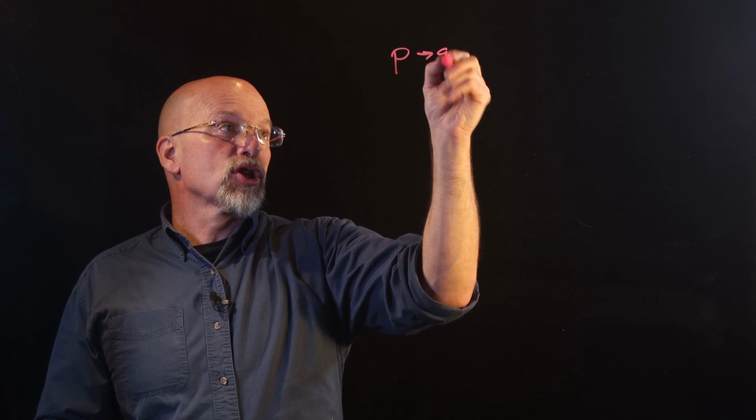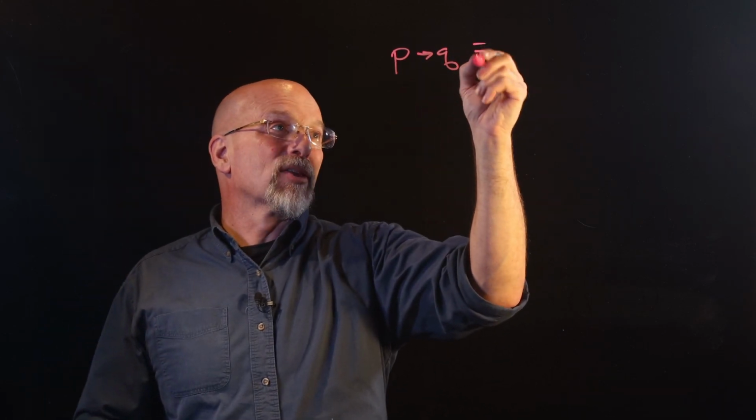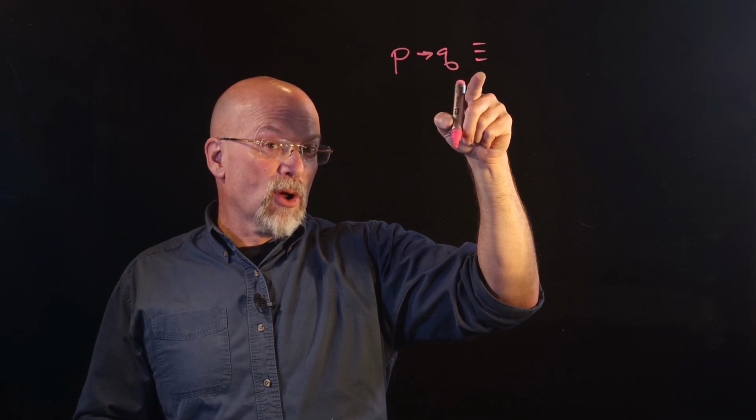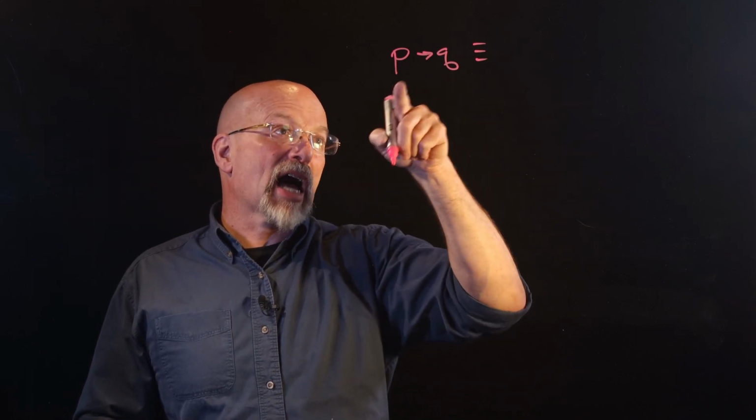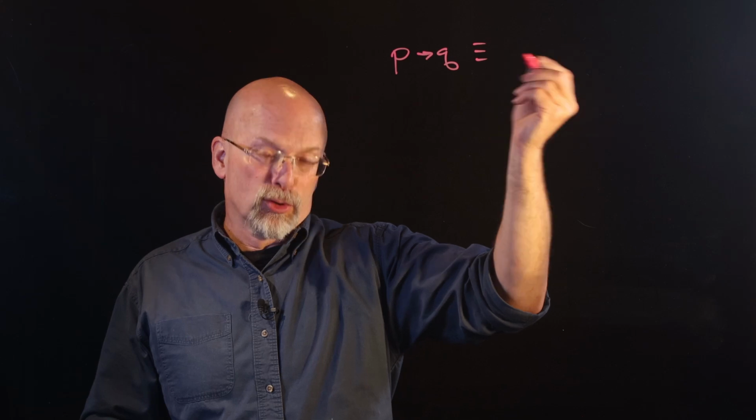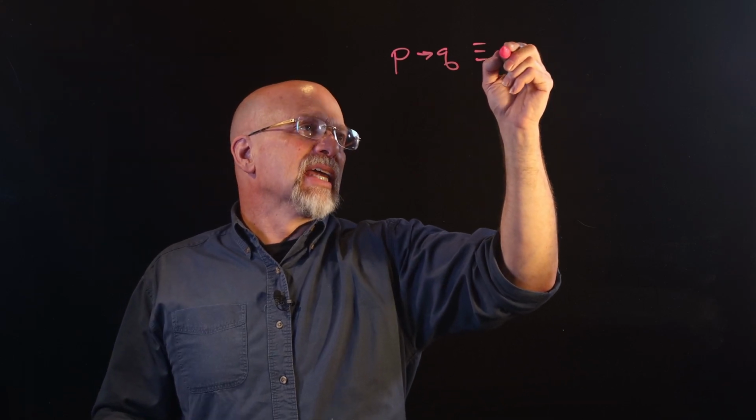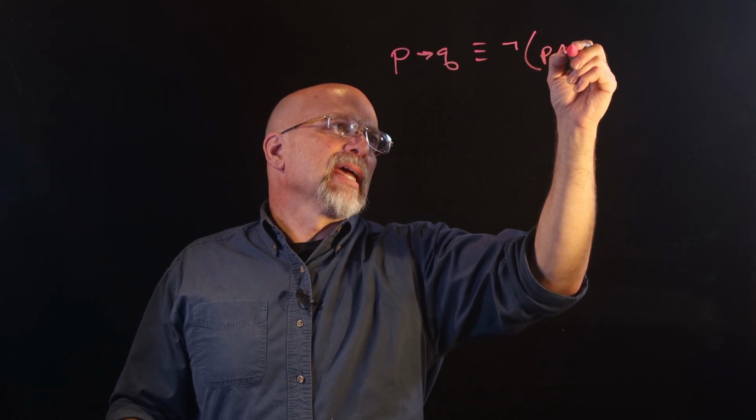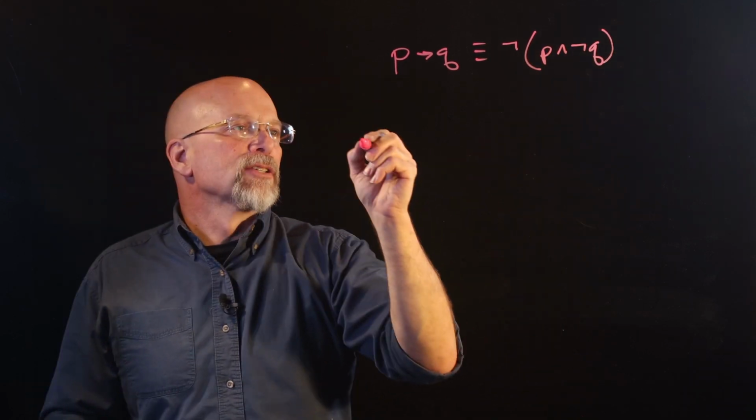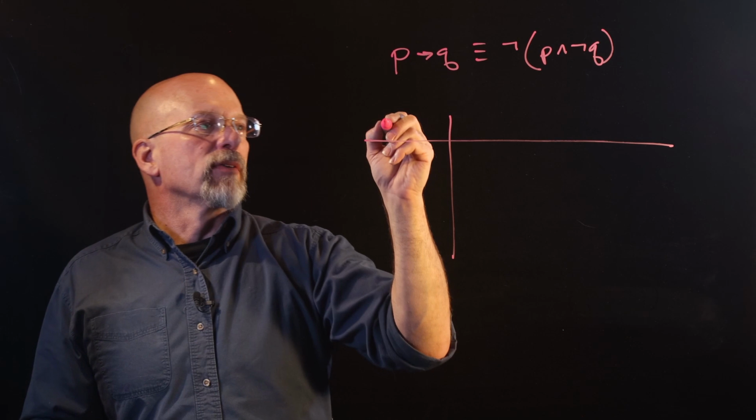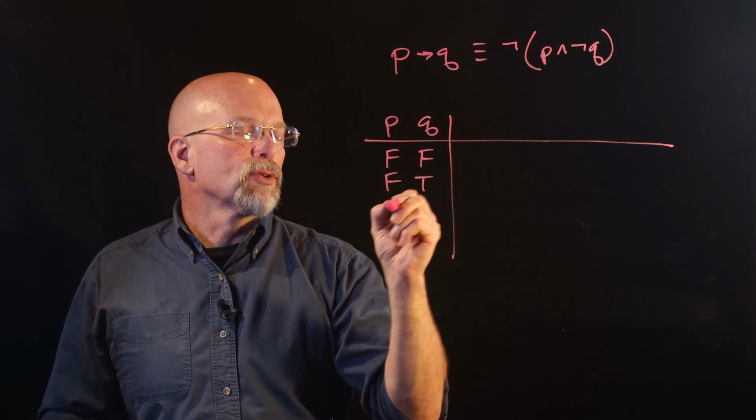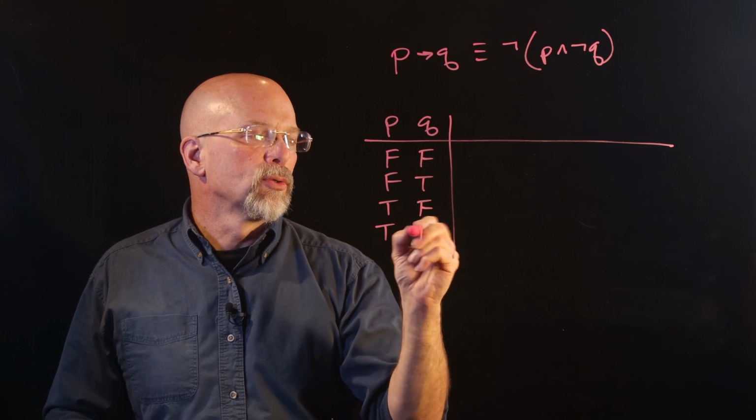So what I'm trying to prove is that P implies Q is the same thing. In other words, the logical equivalence. So what I'm going to have to do is prove that the if and only if is true for all possible combinations of P and Q, true and false for P and Q. It is equal to, equivalent to, not (P and not Q). All right, so let's go ahead and do the truth table. So I've got P, Q, we've got false, false, false, true, true, false, true, true.